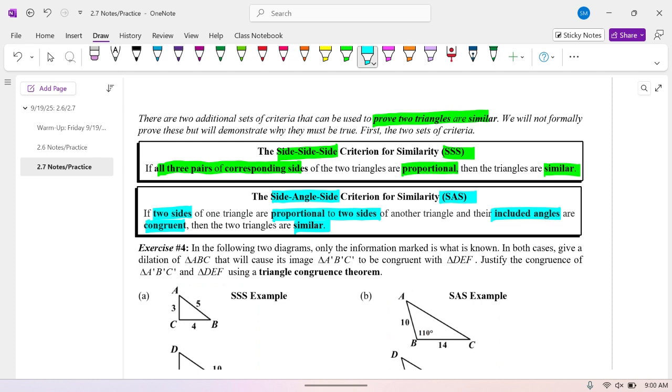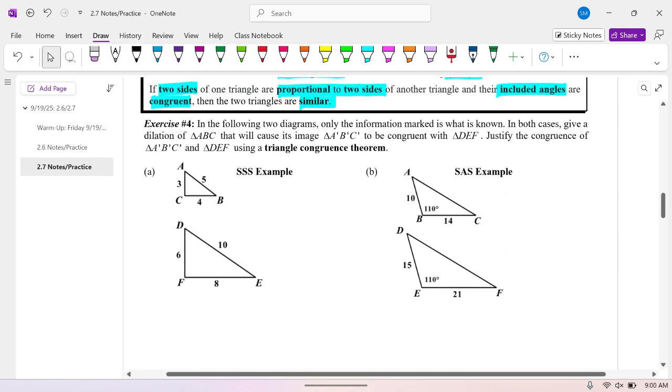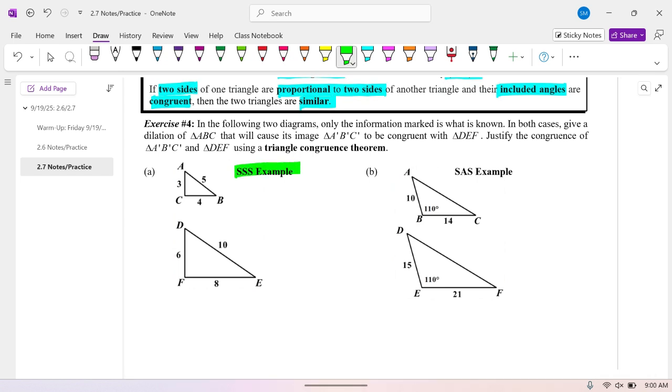Okay. So let's look at these 2 different diagrams. So our side, side, side example. All right. That means that we would have to put up all the corresponding sides together. So let's say we're going from ABC to DEF. What would be the corresponding side to AB? What's the corresponding side to AB? DE. So that'll be our first proportion. Remember, it's always new over old.